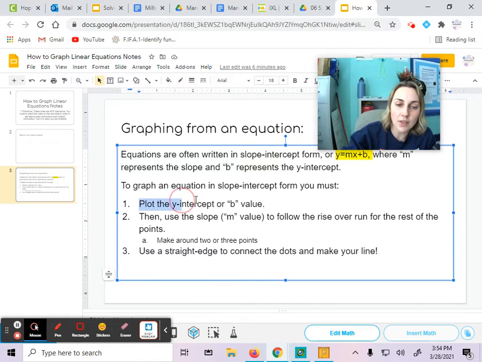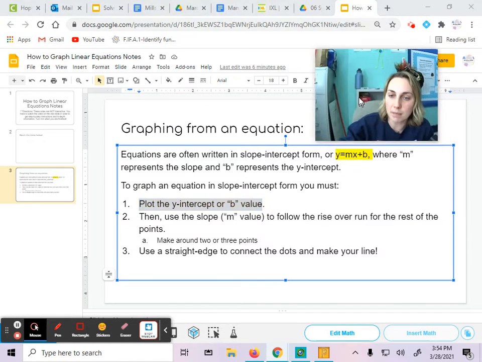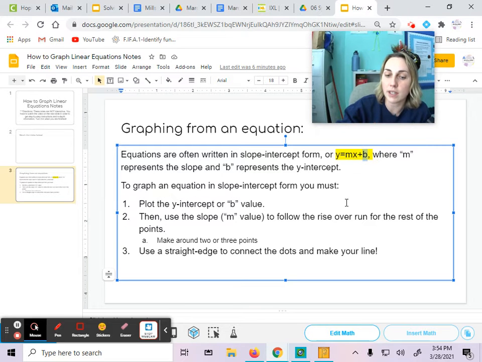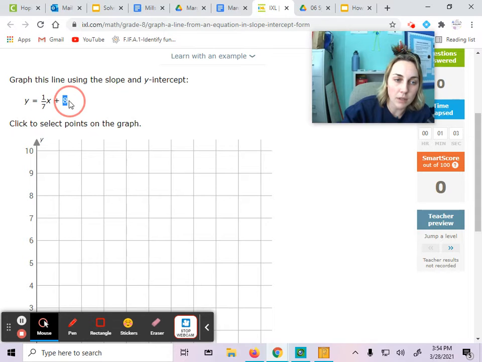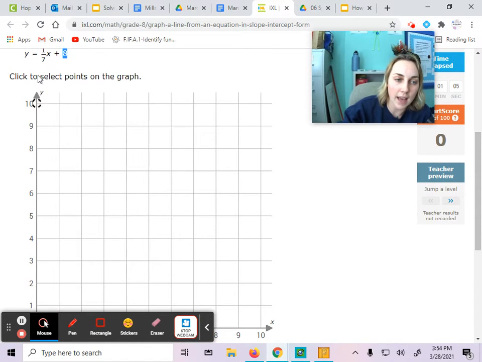First step is to plot the y-intercept or the b value. And remember, the b value is going to be at the very end of the equation. So if I go back to this IXL, my b value is going to be a positive 8. So on the y-axis, I need to plot 8 first. So here's 8. That's going to be my first point.